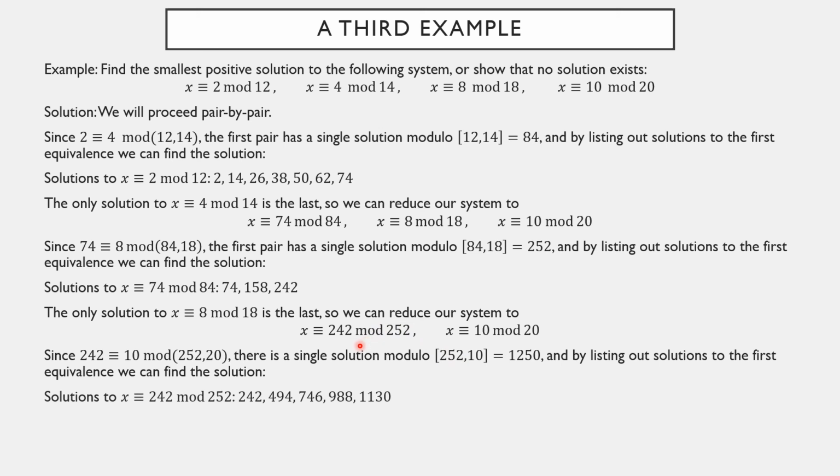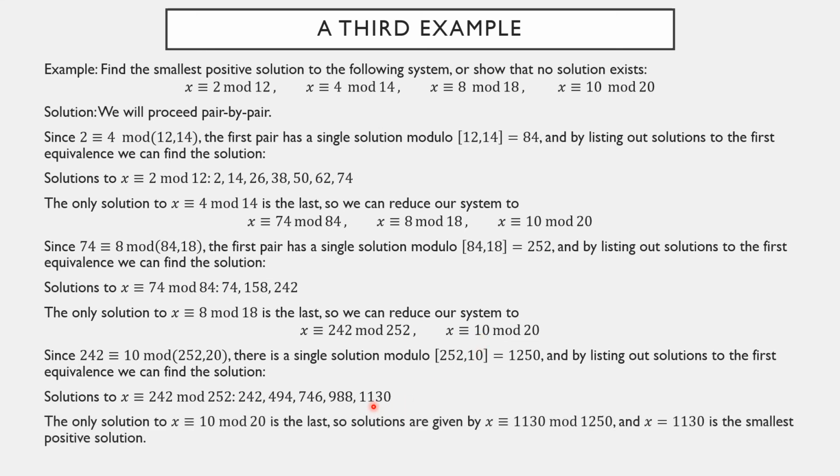So we do the same technique. We list out 242, then we add 252, add 252, add 252, and we keep checking what are these modulo 20. The first time we're actually equivalent to 10 mod 20 is here. So solutions are given by x is equivalent to 1130 mod the LCM, which we computed to be 1260. And the smallest positive integer that satisfies that is 1130. So 1130 is the smallest positive solution to this quadruple of very much not coprime base linear equivalences.